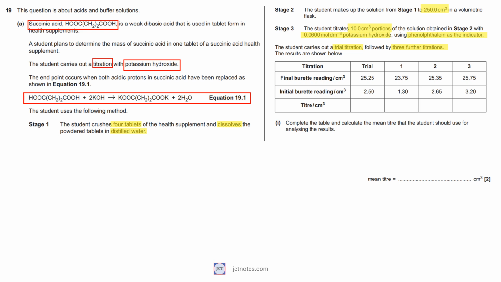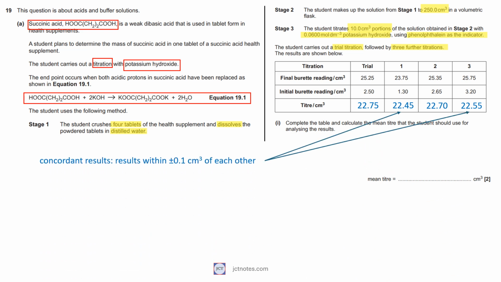The last row is filled by subtracting the values of the initial reading from the value obtained in the final reading. The mean titer is calculated from concordant results within 0.1 cubic centimeters of each other, and the trial is not included. It doesn't matter how good it is. Concordant results are trials 1 and 3. The average titer is 22.50 cubic centimeters.